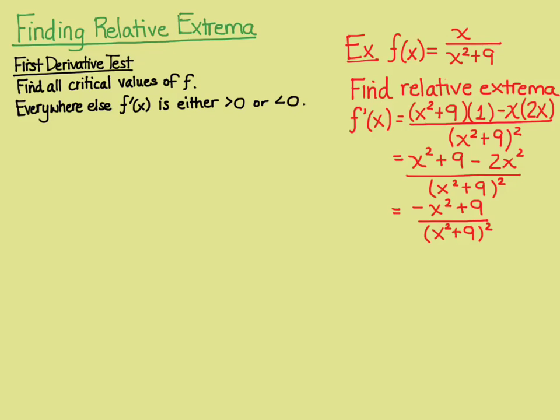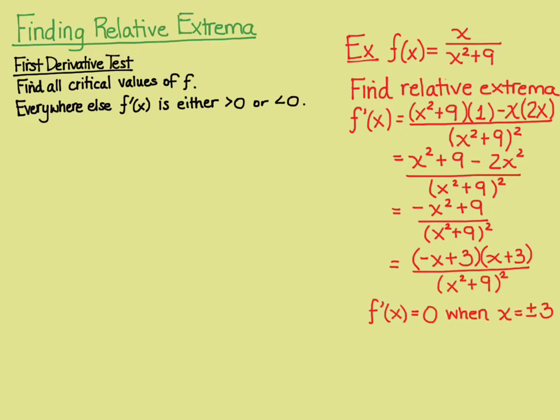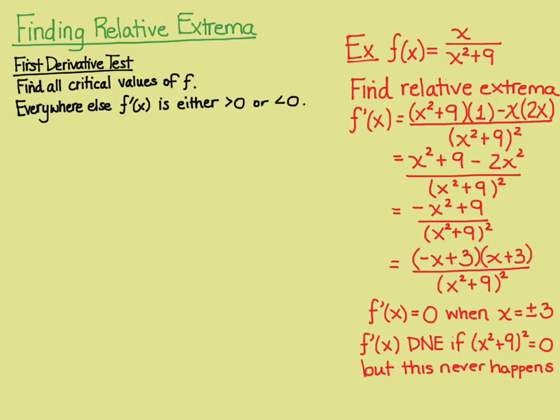And notice that the fraction will be equal to 0 if and only if the numerator is equal to 0, which happens when x equals plus or minus 3. And the derivative won't exist exactly when the denominator is equal to 0. And notice that that will never happen because x squared is always going to be positive, so the denominator will always be 9, or actually 81 or greater.